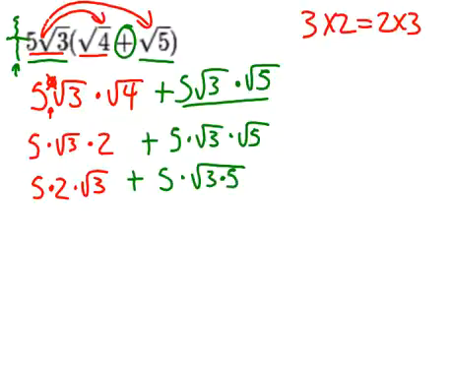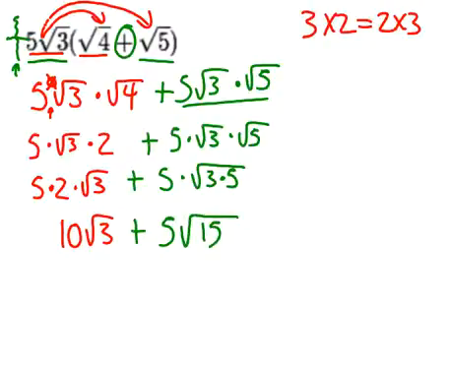Okay. 5 times 2 is 10. Oops, wrong color. 5 times 2 is 10, so 10 square root of 3, plus 5 times the square root of 15.